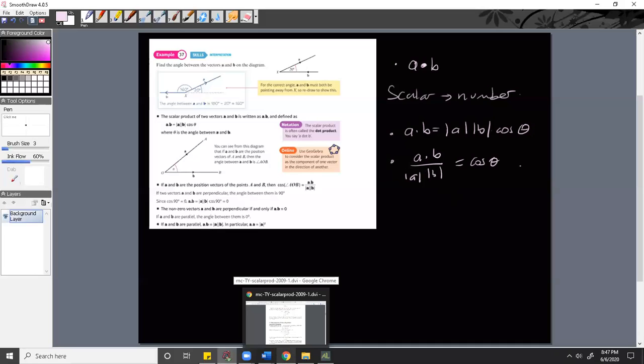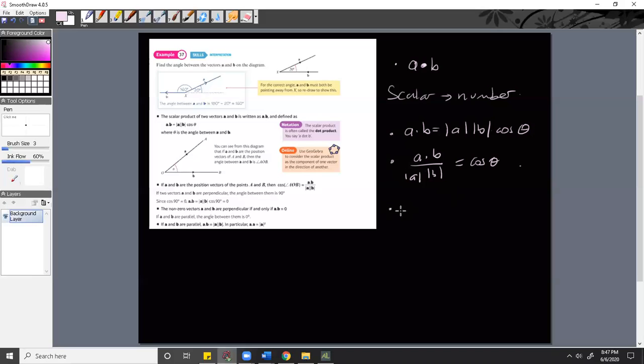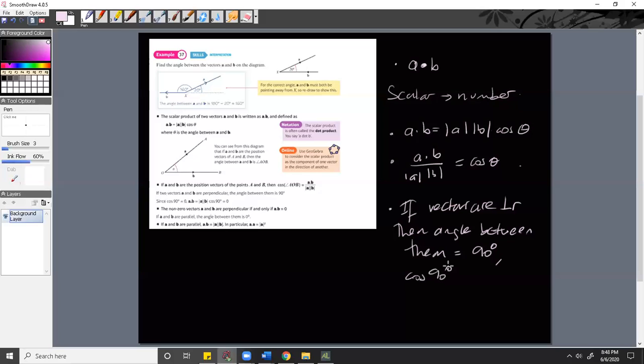And we know that if two vectors are perpendicular to each other, then the angle between them is equal to 90 degrees. And you know that the cos of 90 is equal to 0. So therefore, for two perpendicular vectors, the dot product will be equal to 0.